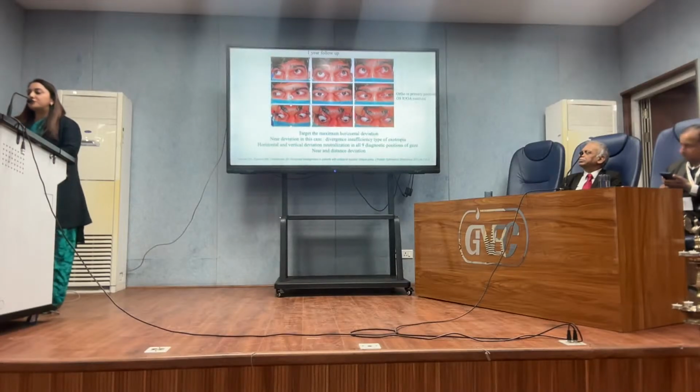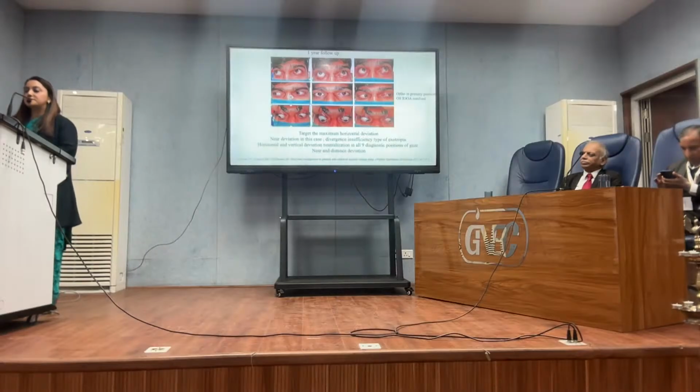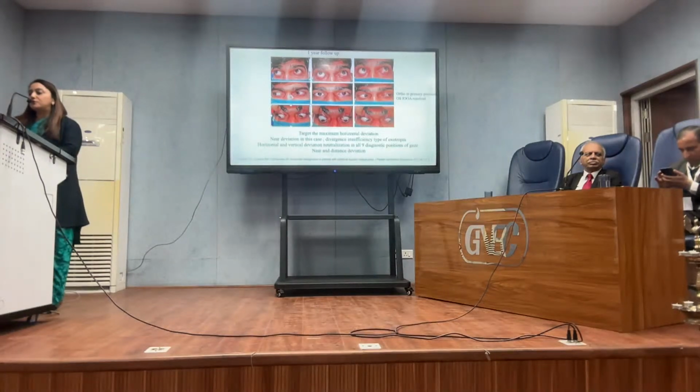This is the same patient at 1 year follow-up. He has maintained ortho in primary, and OS overelevation in adduction has resolved. So we need to target the maximum horizontal deviation, which was near deviation in this case, for which we need to do the horizontal and vertical deviation neutralization in all 9 diagnostic positions of gaze, both for near and distance.